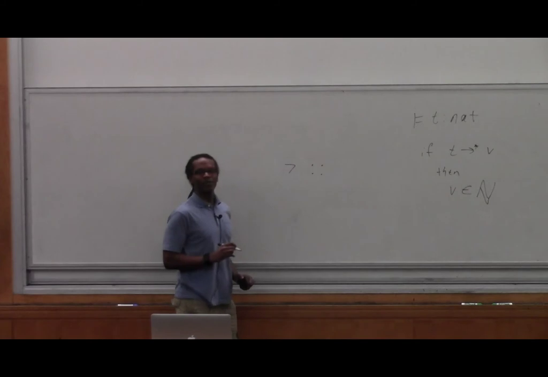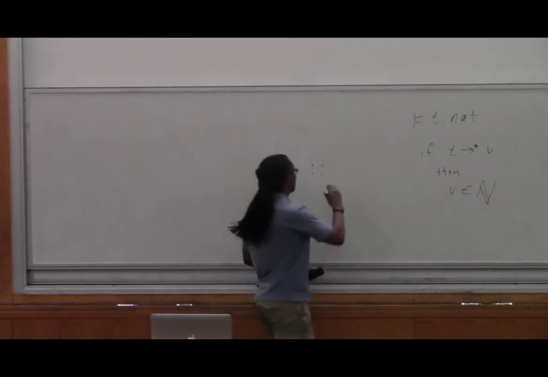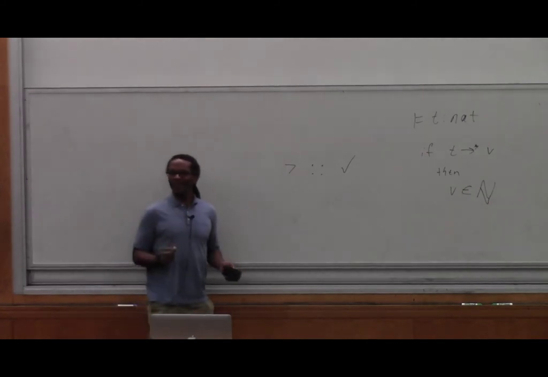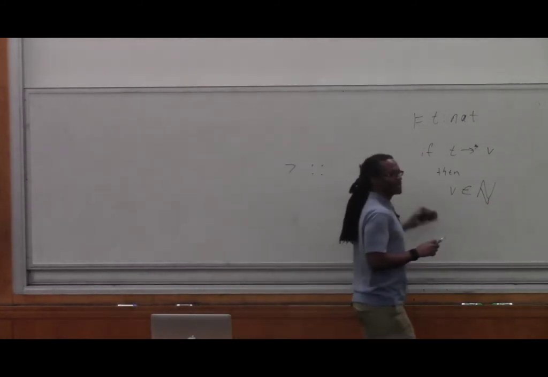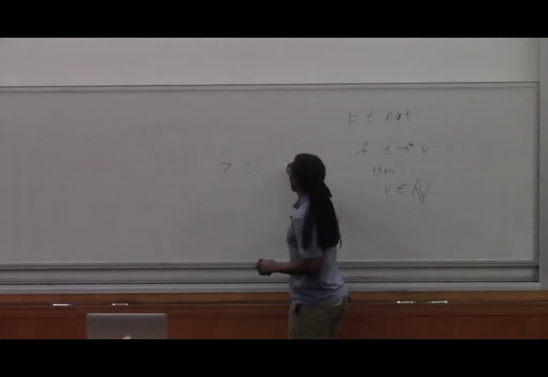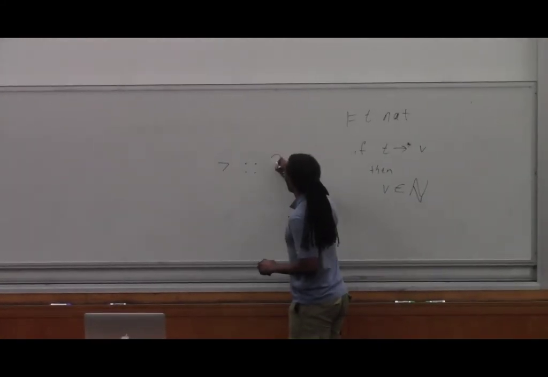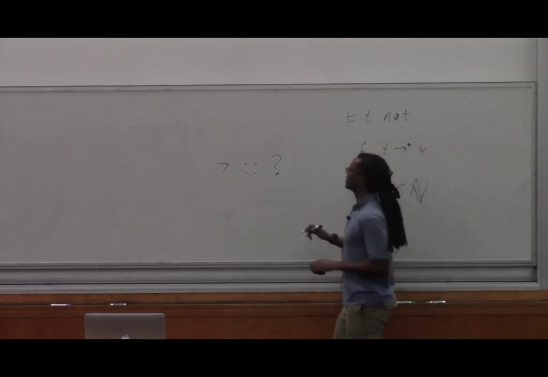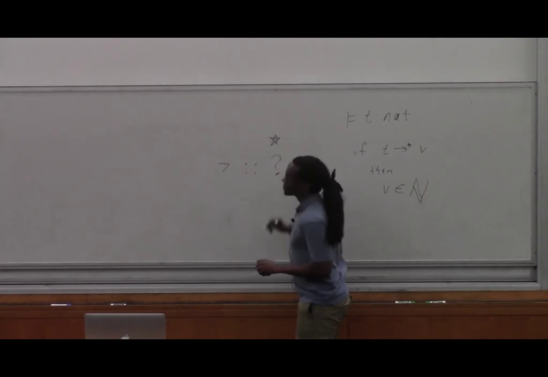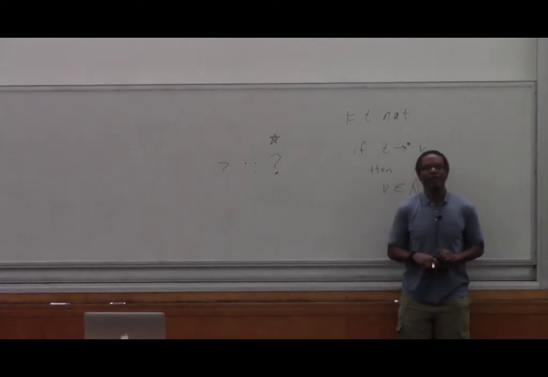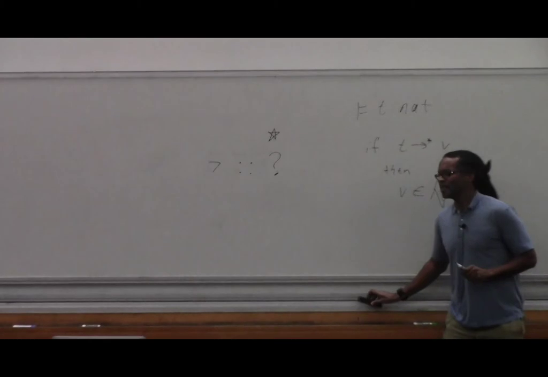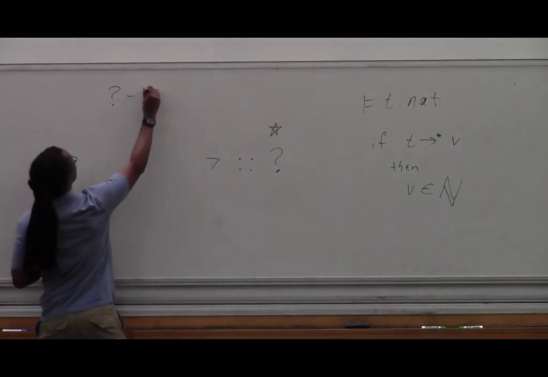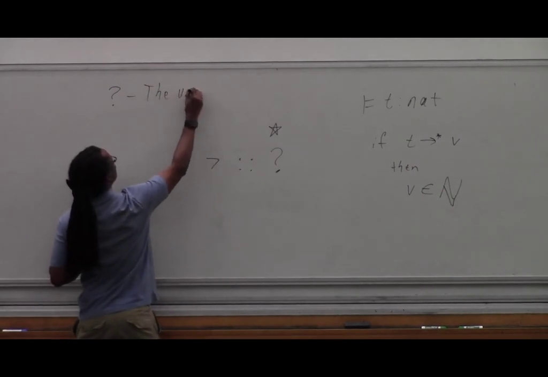with a type ascription. But in the literature, I've never seen anyone do a checkmark, but I may switch over just to cause problems. But you'll see two things: question mark or star. What this stands for is, we'll call it the unknown type.